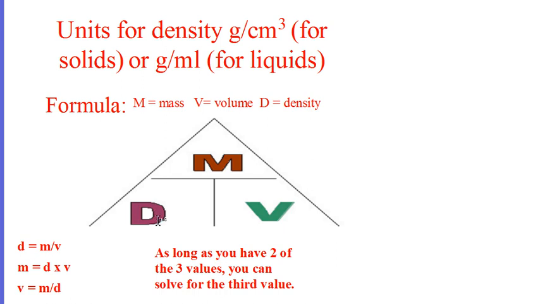But basically, the way this triangle works is if you put your hand over the D here, you would see that mass would be over volume, mass divided by volume. If you were trying to figure out the mass of something, if you put your finger over the M, you would know that, because these are next to each other, you would have to multiply density times volume to find the mass. And to find volume, it would be mass over density. But we're only worried about density is equal to mass over volume.